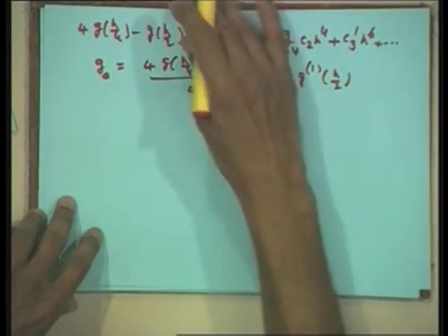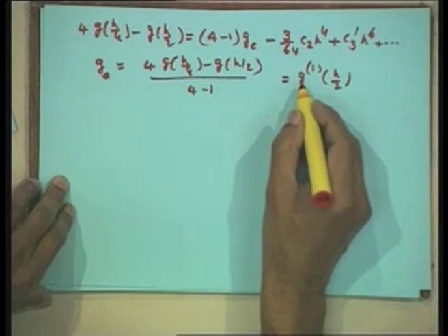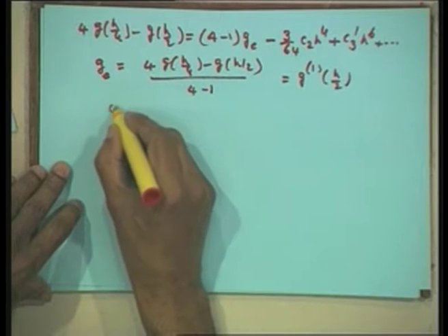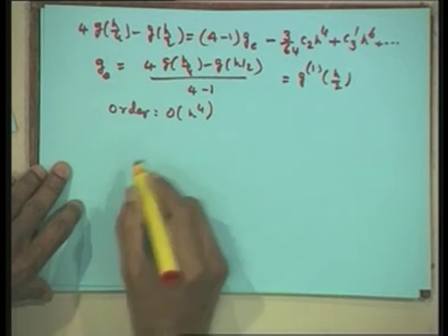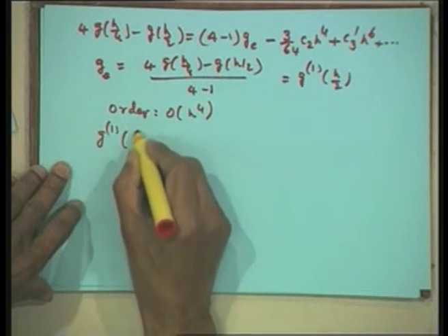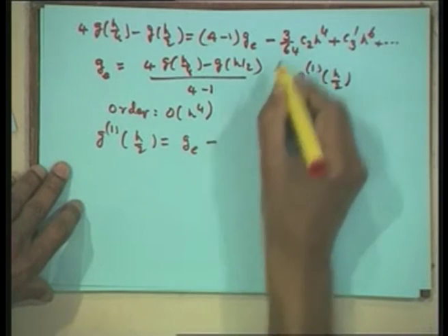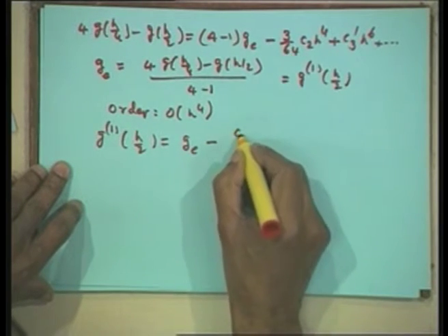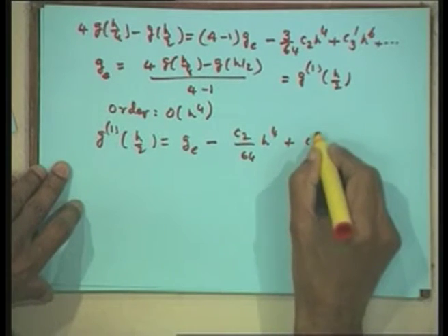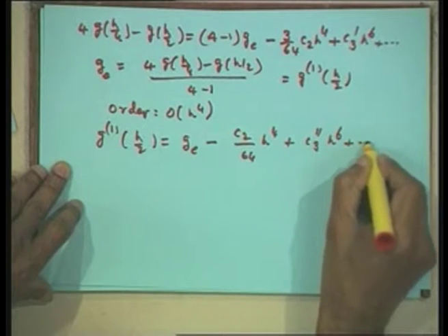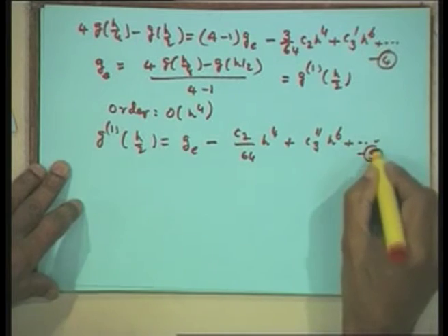Now, again C 1 h square has been removed from here. Therefore, this result again behaves like a 4th order result. Therefore, this is also of order h to the power of 4, and G 1 h by 2 is G of E minus, I have divided by 3. Therefore, I will have C 2 by 64 h to the power of 4 plus some C 3 double prime h to the power of 6 and so on. Let us number this 4, number this as 5.